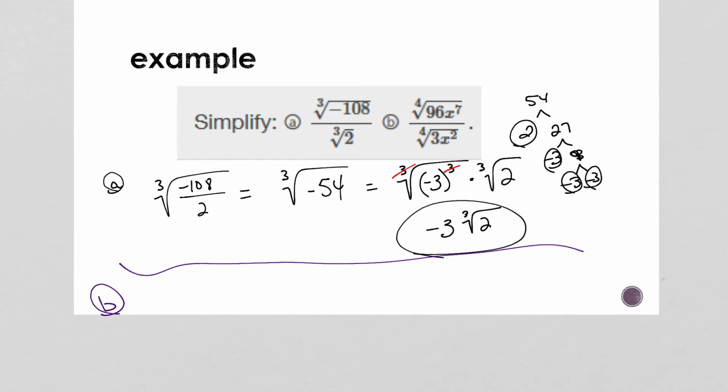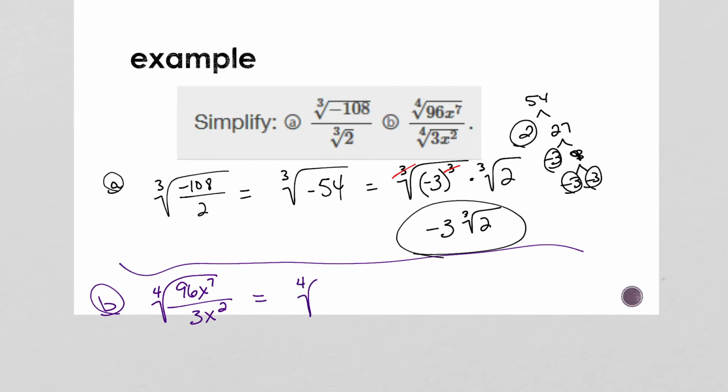Fourth root this time, so we need to remember that if we end up with an odd exponent on a variable, we need some absolute value bars, okay? All right, so let's keep that in the back of our mind for later, but for now, let's write this like this. 96x to the 7th over 3x squared. All right, so now let's simplify.